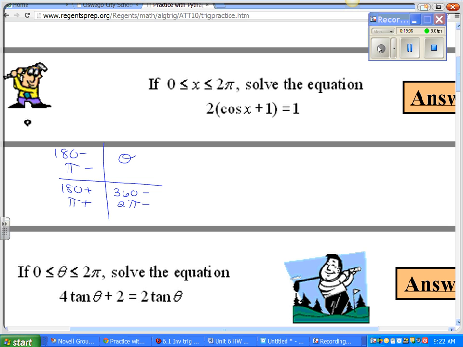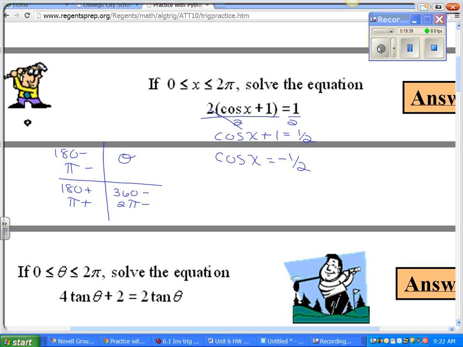Yes, isolate that cosine x, right? We want to get it by itself. How? Good, we're going to start by dividing both sides by 2. So we get cosine x plus 1 equals 1/2. Excellent. Subtract the 1. What's 1/2 minus 1, guys? Negative 1/2. Good. Great. Okay, now, before we go any further, we check and see what?